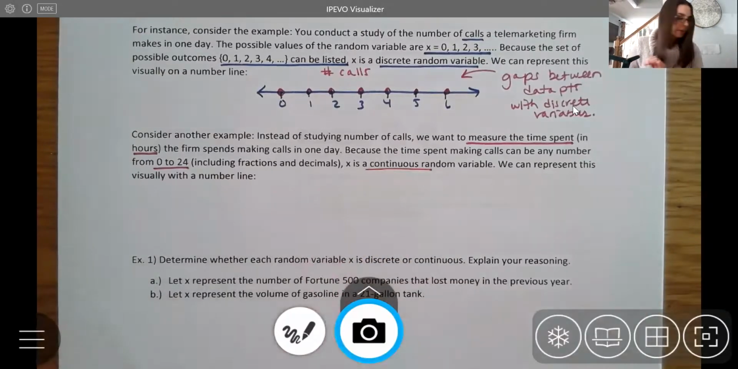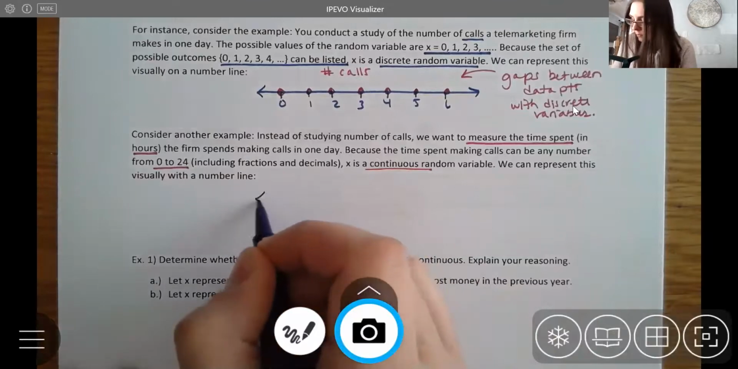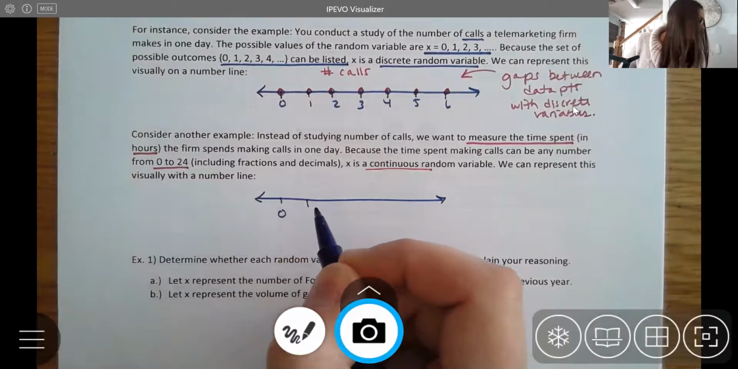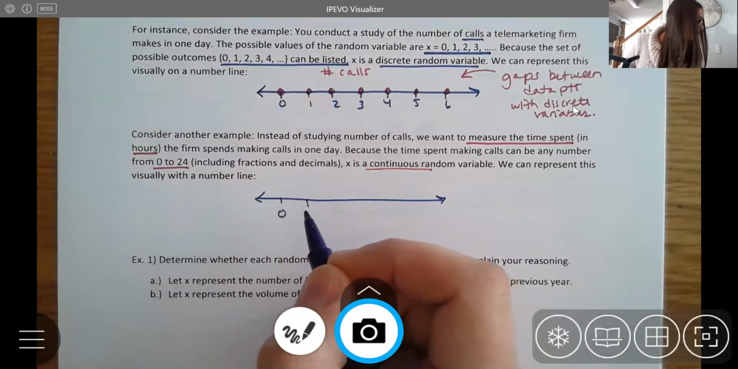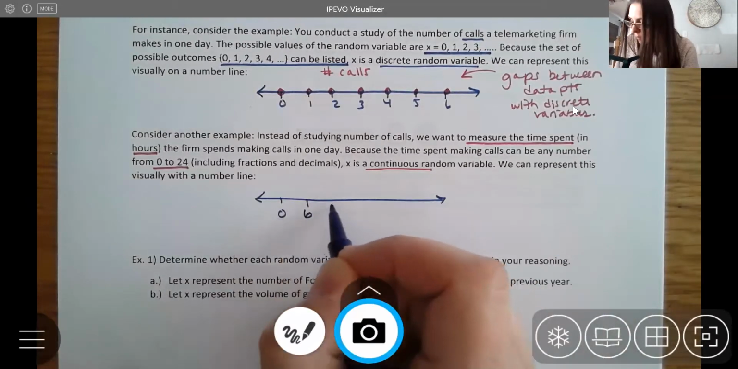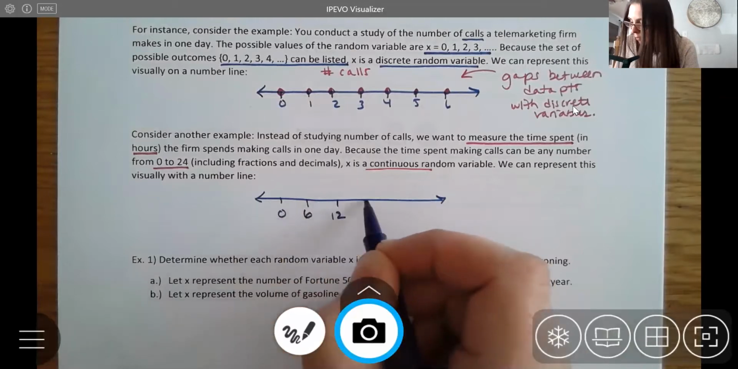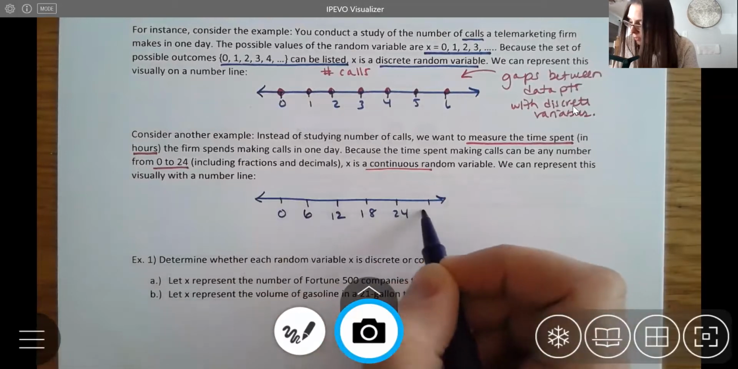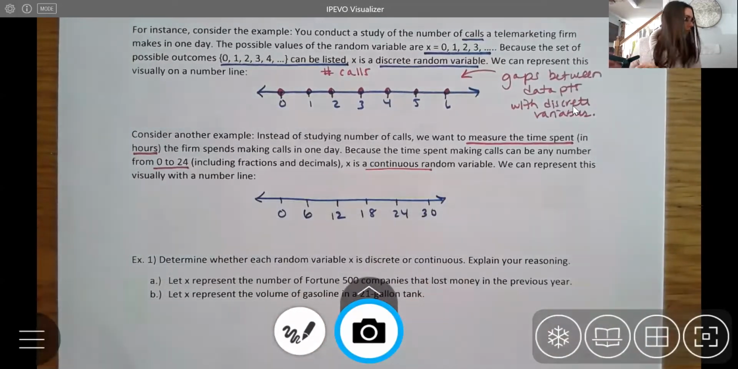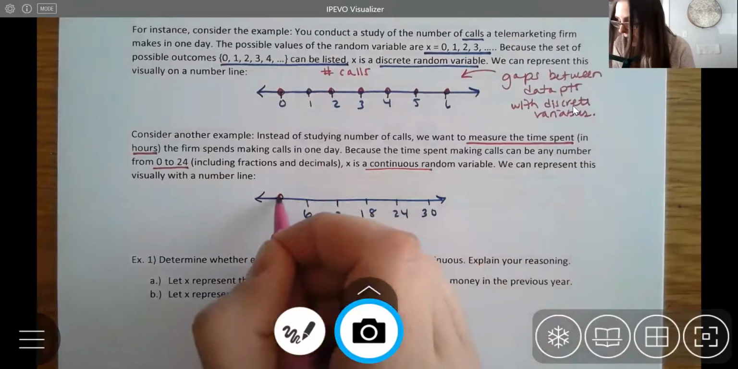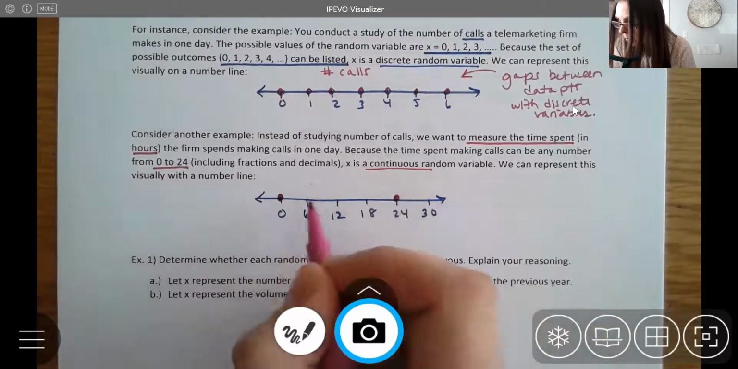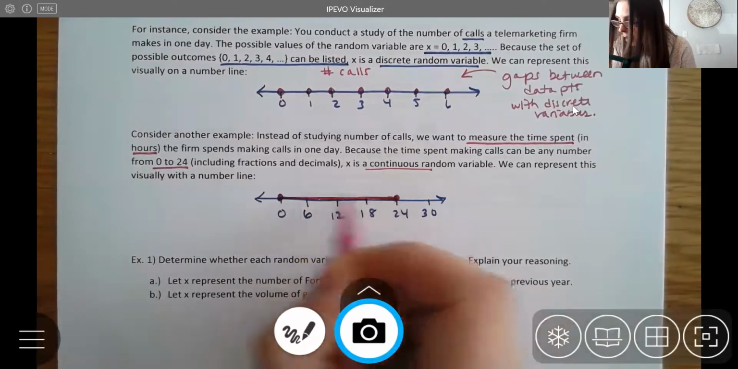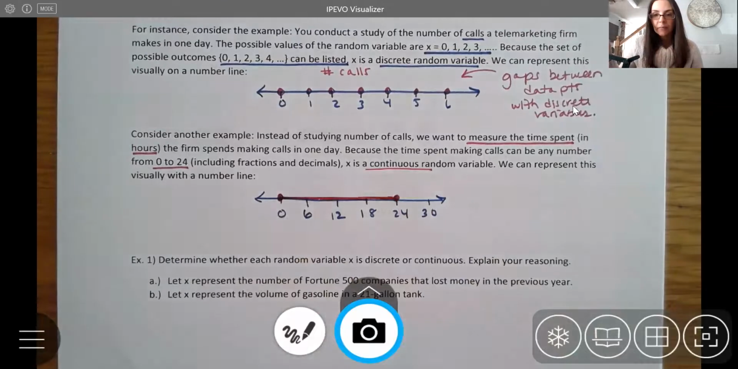So on a number line, I'm going to do 0, 6, 12, 18, 24, and then let's see, 30, and so on. Then what I would have here is my possible values are anything between 0 and 24. So visually, we have an interval we're looking at here, not just individual data points.